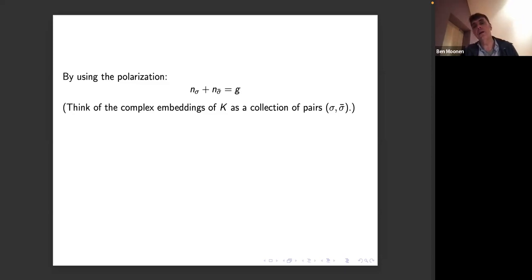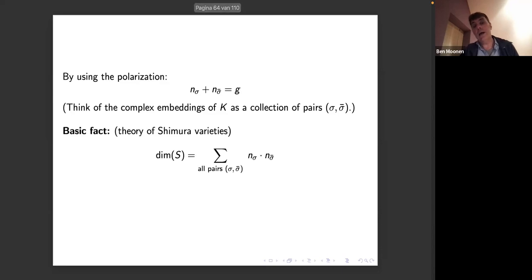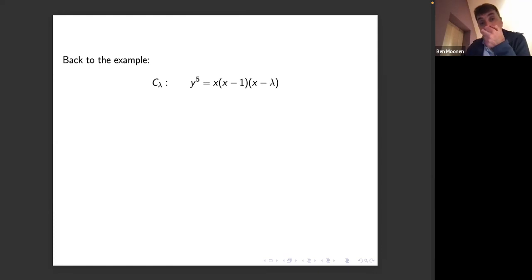And then the theory of Shimura varieties will tell you that the dimension of your special variety of PEL type will be: you take all products n sigma times n sigma bar, and then you sum them over all pairs. That's the general recipe. So now we do this in this particular example.